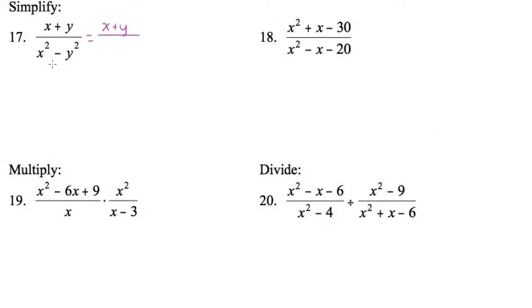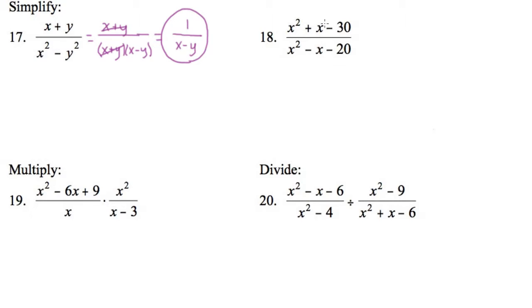This is difference of squares. So we have x plus y times x minus y. Now that we have factored, now we can cancel. This x plus y cancels with this x plus y. Since there's nothing left on the top, we put a 1 there. And then we have x minus y on the bottom, and that's our answer. That has been simplified.